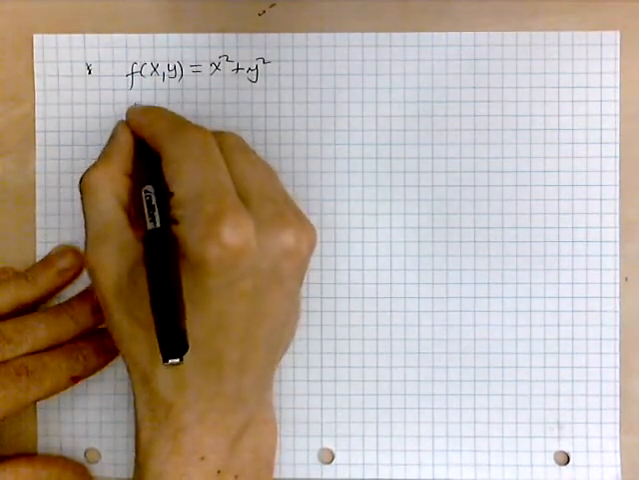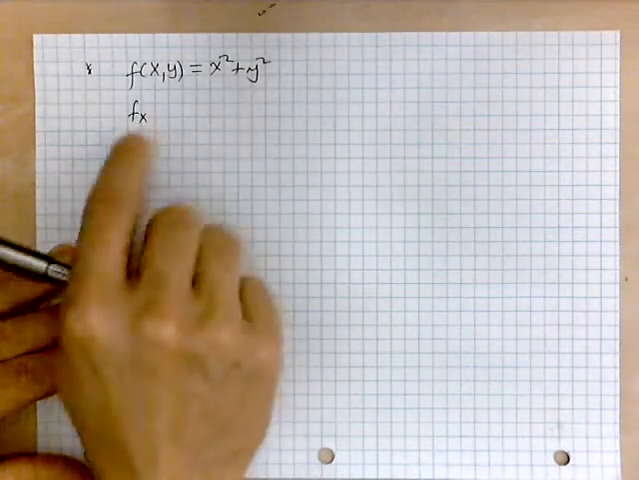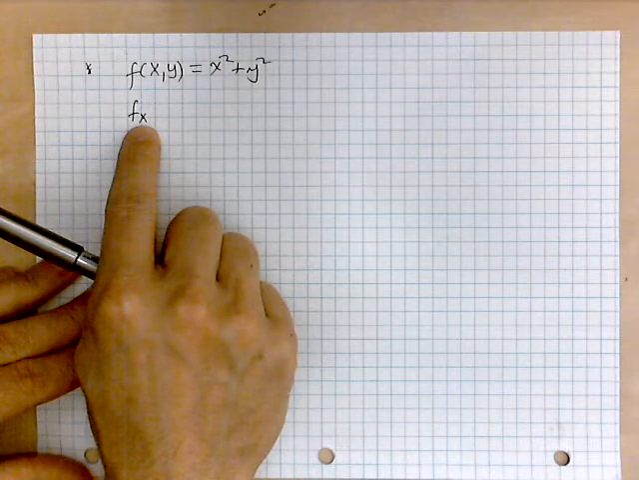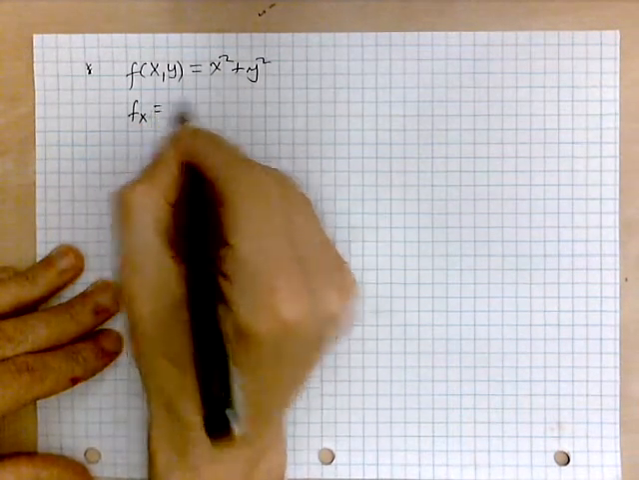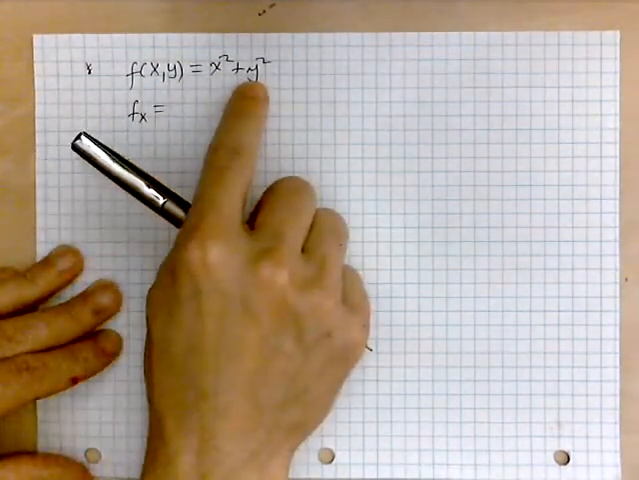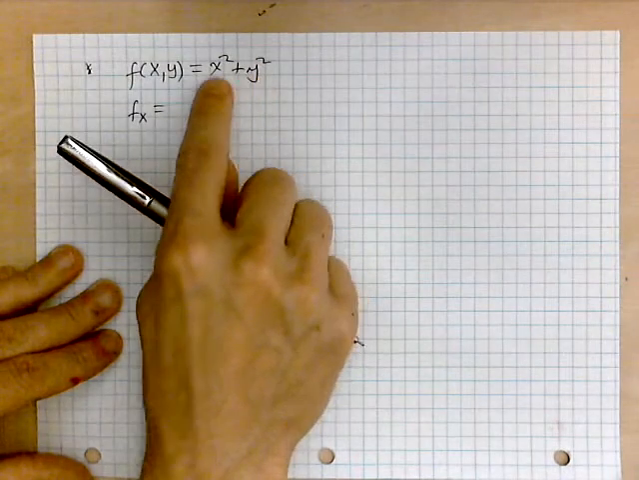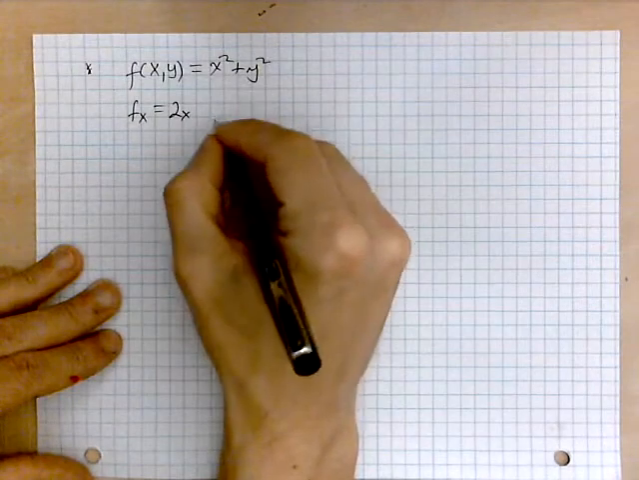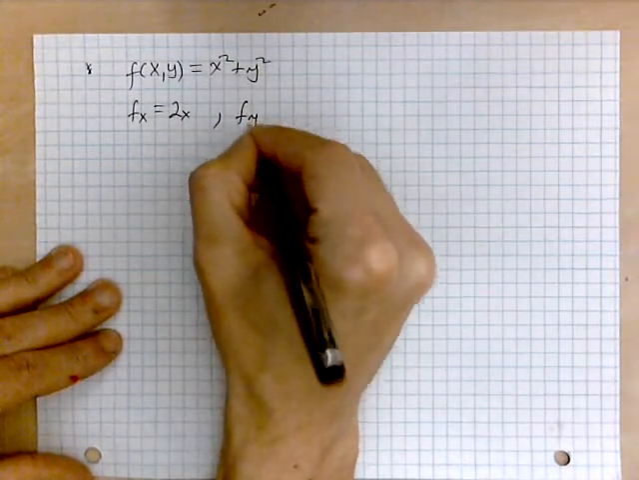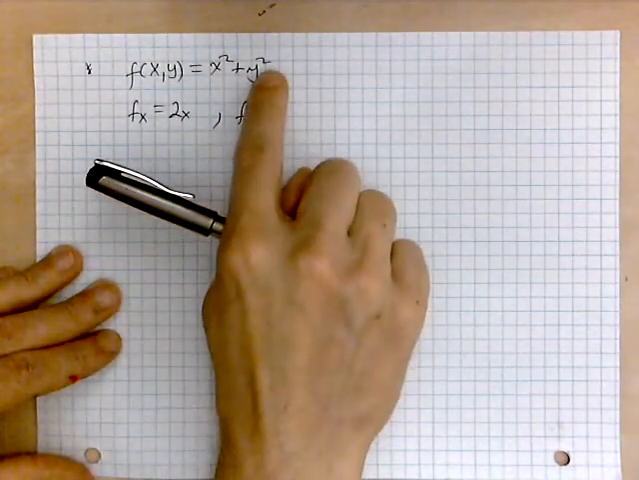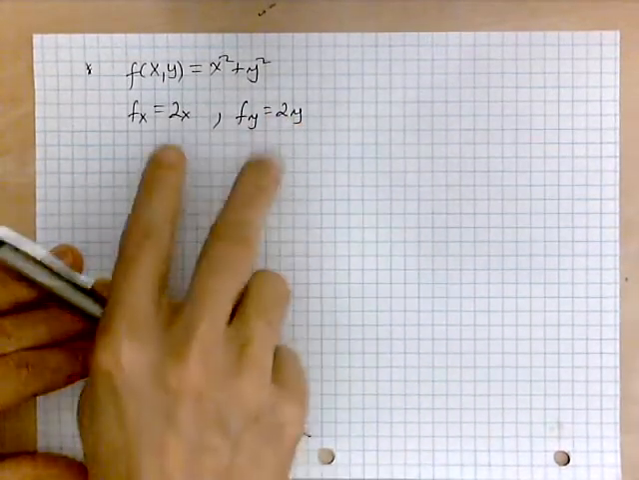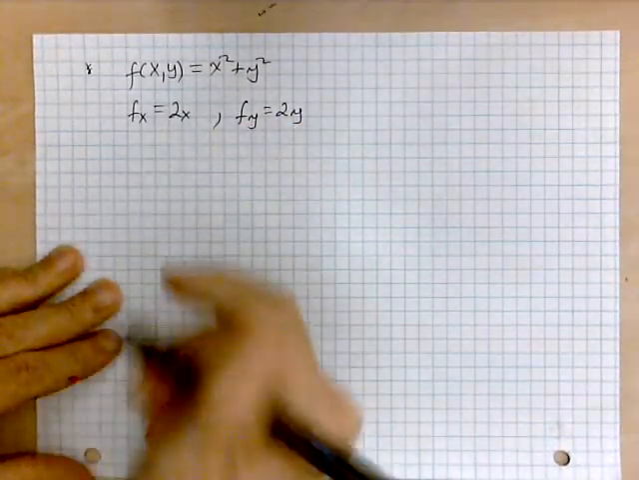So what we have is f with a little subscript of x. This is the symbol for a partial derivative. And this is equal to, and now you take the partial derivative of the function, so that is 2x. Then we will find the partial derivative with respect to y, which is just 2y. And once we have these two pieces, we stick them into a vector.